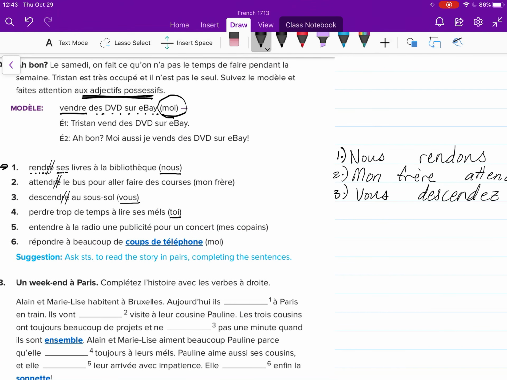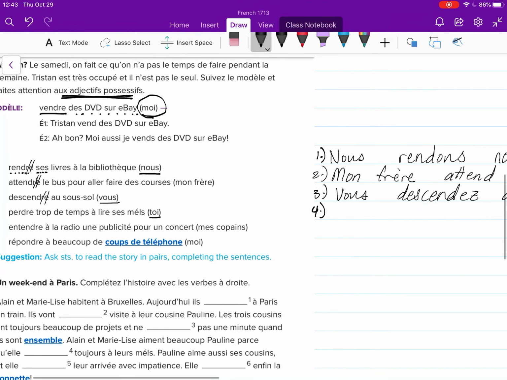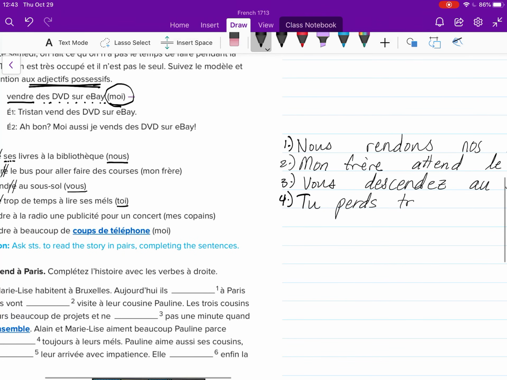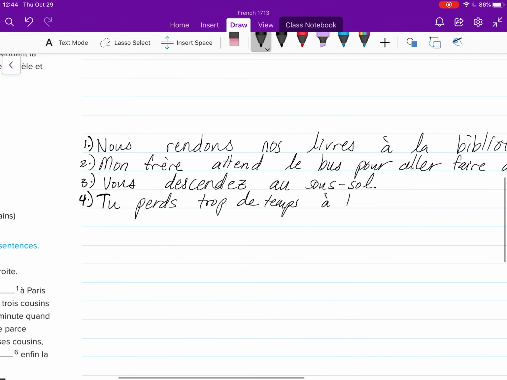Numéro 4. The idea of toi with perdre. So the idea of toi here is tu. Perdre, you take off the RE. Conjugate my verb with an S for my ending. Trop de temps, too much time. À lire ses mails. À lire. And then the C will become tes mails because we're using tu here, right? You waste too much time reading your emails.